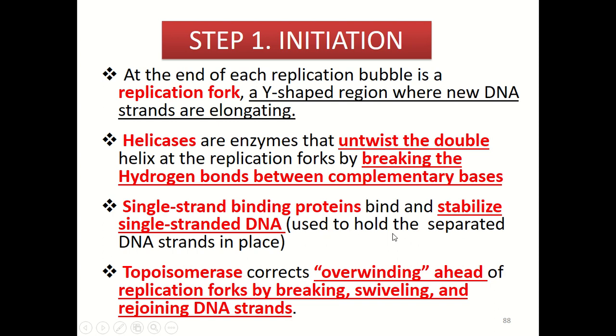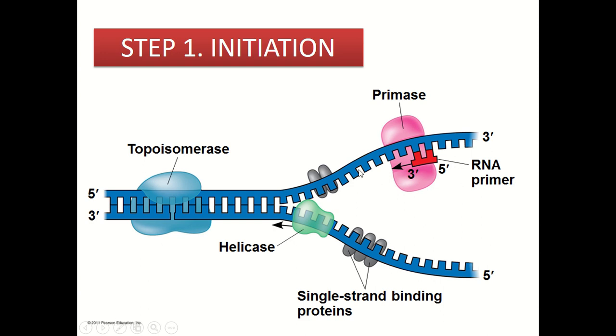And next, single-strand binding protein will bind and stabilize the single-stranded DNA that has been unwound, helping to hold the separated DNA strands in place so they become stable. The next enzyme is topoisomerase. Topoisomerase helps to correct the unwinding ahead of the replication forks by breaking, swiveling, and also rejoining the DNA strand, as you can see here. Helicase will unwind the double strands, then single strand binding protein will stabilize the single strands of DNA that have been separated, and topoisomerase will help to correct the unwinding DNA strands.